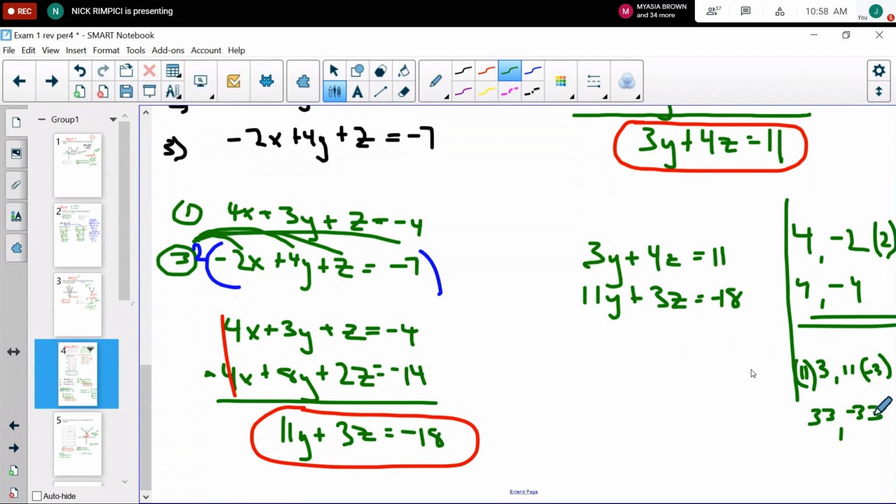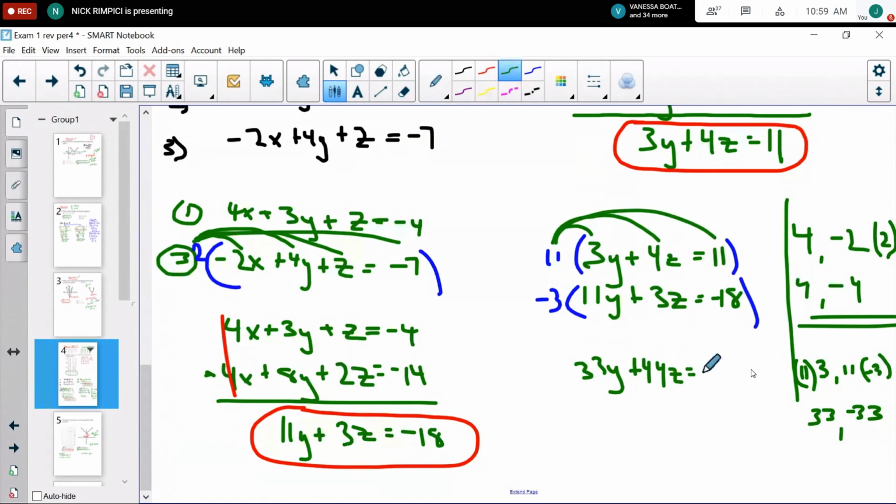All right. So what I did was I multiplied the one with 3 by 11. Let's multiply this one with 3 by 11. And we multiplied the one with 11 by negative 3. So this is a little bit of work because we got to multiply both of them. So let's do one at a time. We can do 11 times 3y, which is 33y. And then we can do 11 times 4z, which is 44z. And then 11 times 11 is 121.